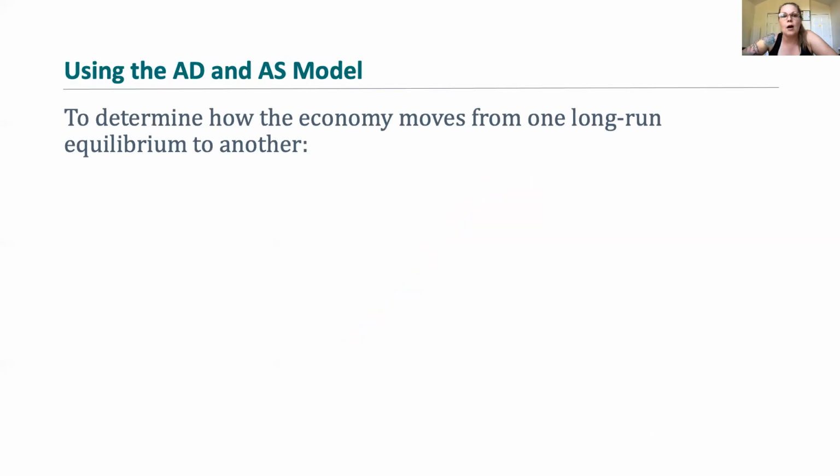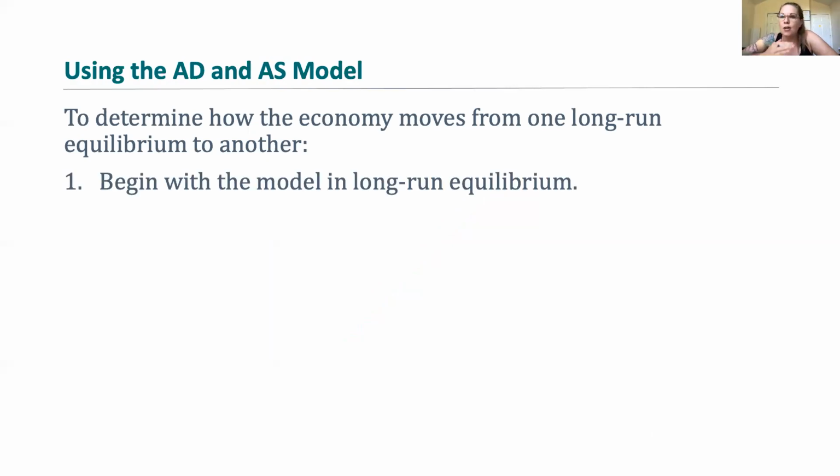To determine how an economy moves from equilibrium to equilibrium in the long run, we have to follow a step-by-step process in order to do it right. So the first step is to begin with a model that's in long run equilibrium. So that means natural employment rates, long run aggregate supply is vertical, aggregate demand downward sloping, short run aggregate supply upward sloping, quantities equal across all three curves. So they all intersect at one point.